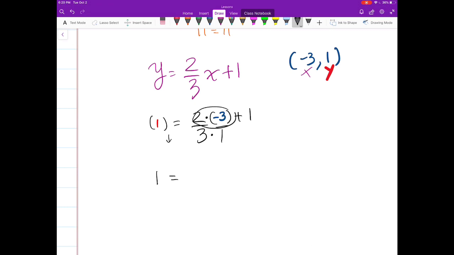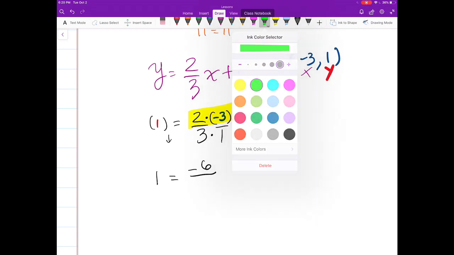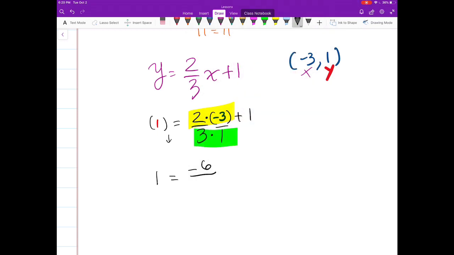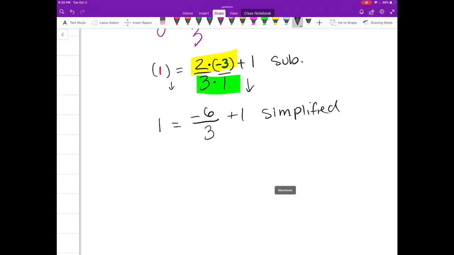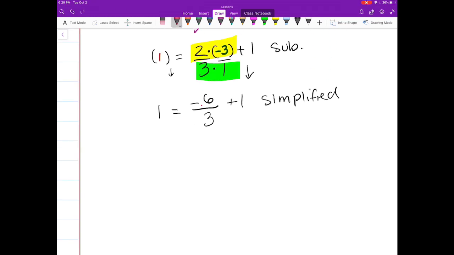1 equals, well, what's 2 times 3? Okay, 2 times 3. That's negative, oh, whoa. 2 times negative 3. Be careful. Negative 6. What's 3 times 1? Okay, 3 times 1 is 3 plus 1. Bring down what you don't use. Show the work. That's substitution. This is simplified. Can I simplify again? Yes. This is a hot mess. Who cares that you see fractions? Do division.